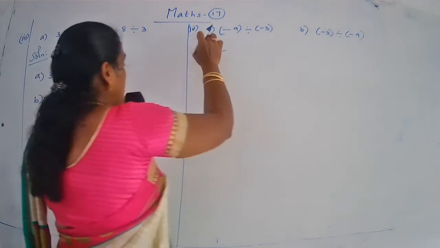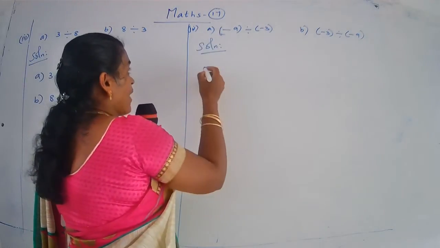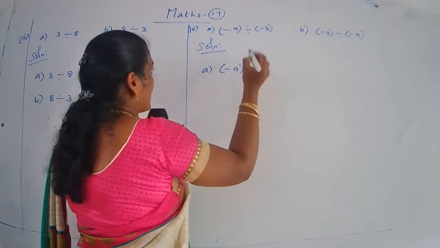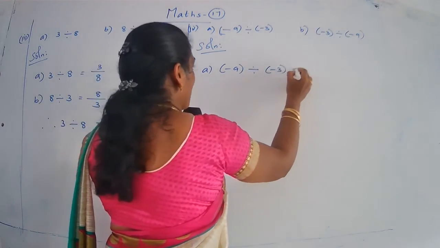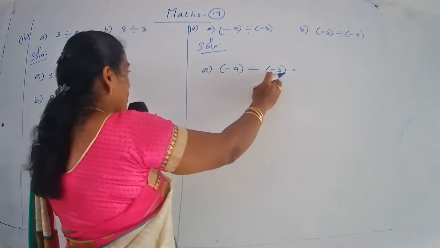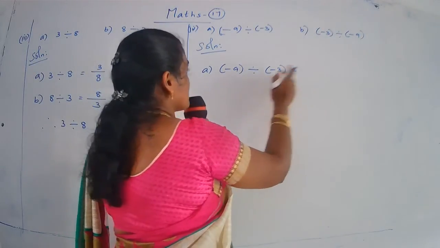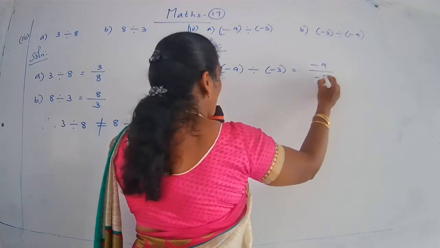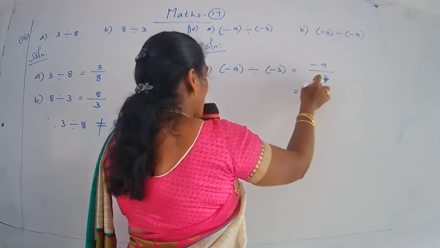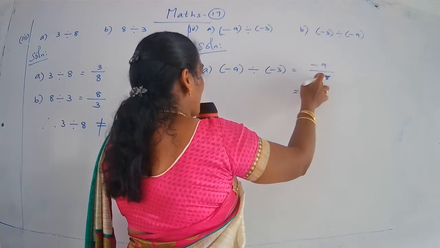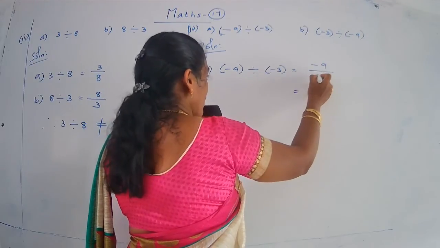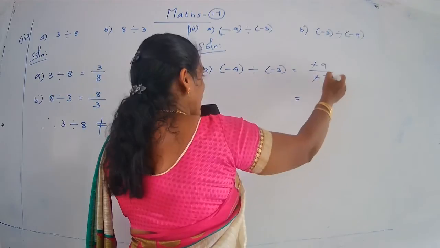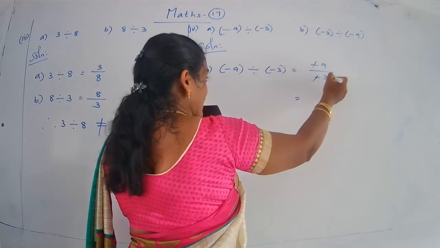Okay, children? Now, we find the value of B part. B part is minus 3 divided by minus 9. Minus and minus cancel. 1 3 is 3. 3 3s are 9. So, your answer is 1 divided by 3. Minus 3 divided by minus 9 is equal to 1 divided by 3. This A part value is 3. B part value is 1 upon 3.